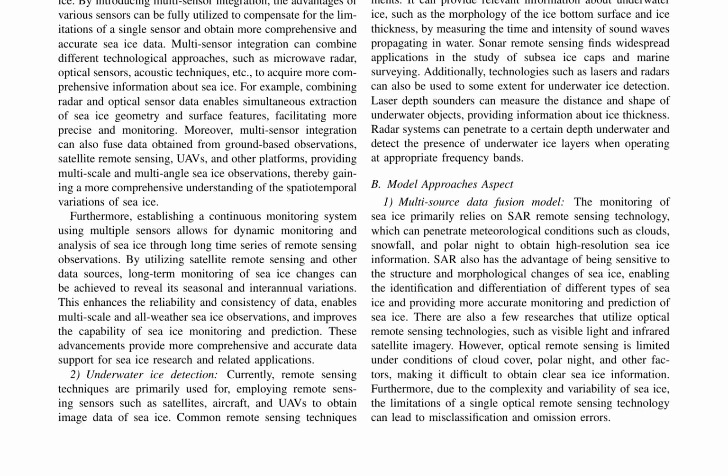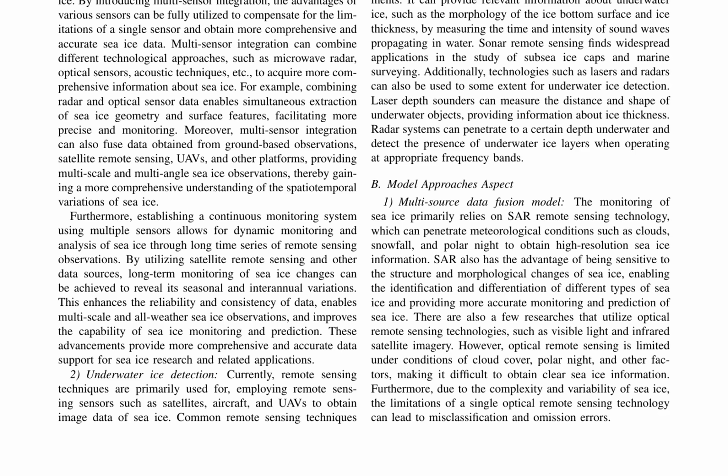However, sonar remote sensing, lasers, and radars can provide information about underwater ice under specific conditions, measuring ice thickness and detecting underwater ice layers. A multi-source data fusion model is advocated for, combining data from various remote sensing technologies, including SAR, optical, and infrared satellite imagery, to obtain more accurate and comprehensive sea ice information. SAR remote sensing technology can identify and differentiate different types of sea ice, providing more accurate monitoring and prediction.